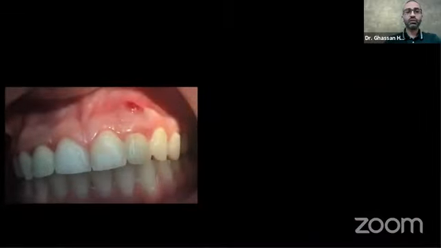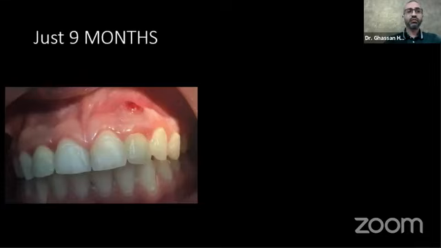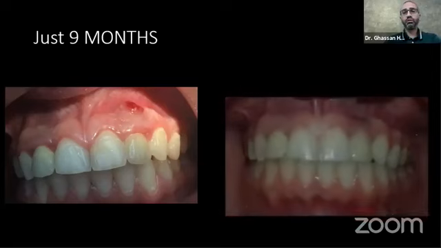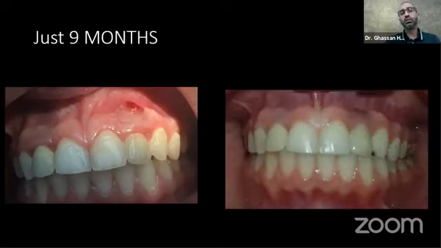This is how it looks 2 weeks after crown delivery, but she was referred after 9 months. In 9 months, we've lost the keratinized mucosa, we've lost the supporting bone, and we have some recession, and it changed from thick biotype to thin biotype. Here is the area of the fistula, and now there's no fistula because it's connected with the gingival sulcus. That's why the fistula disappeared. We can see the area of the fistula.